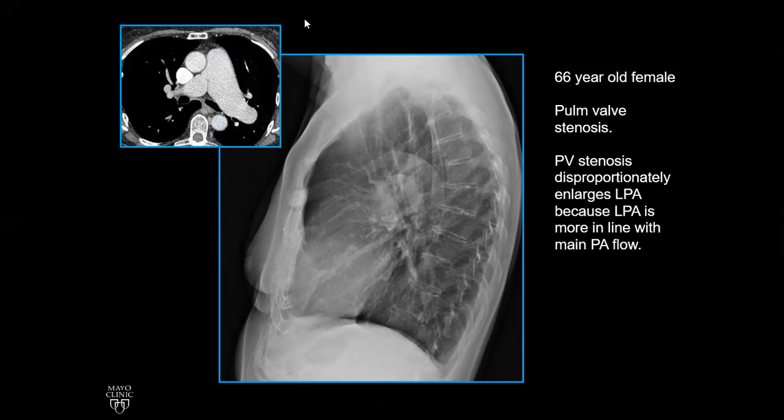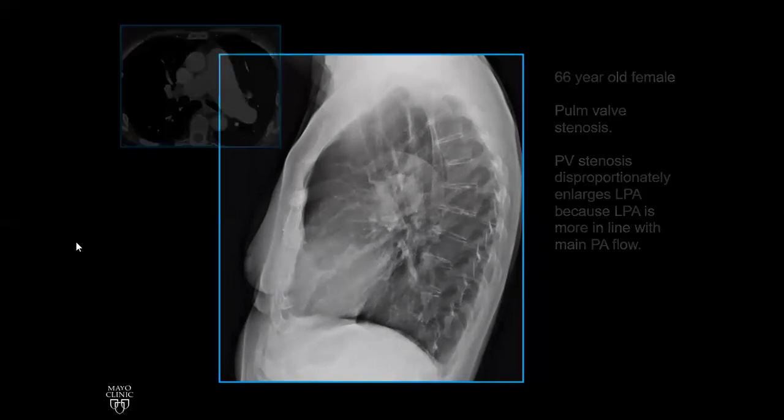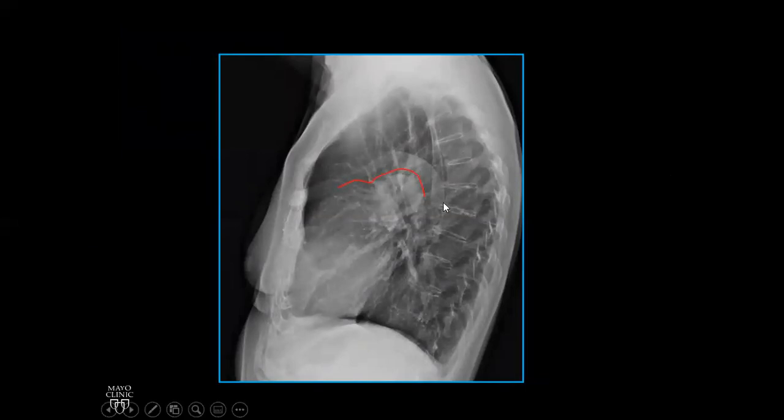So this is an axial CT scan from the same patient. And you can see that if there's pulmonic valve stenosis here, it makes a jet. And because the left pulmonary artery runs front to back, it preferentially enlarges the left pulmonary artery as opposed to the right pulmonary artery. And it's this line here. So I'm going to show it again, but see this contour here is the pulmonary artery, and this is the aortic arch. So there's the left pulmonary artery outline, and there's the aortic arch outline.